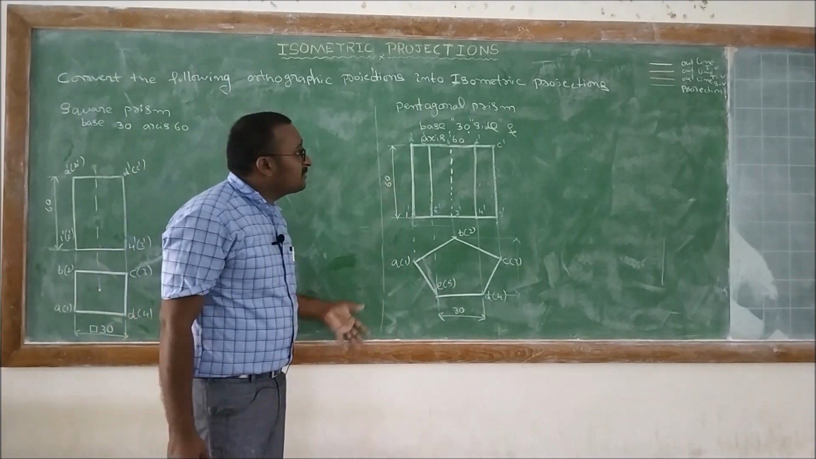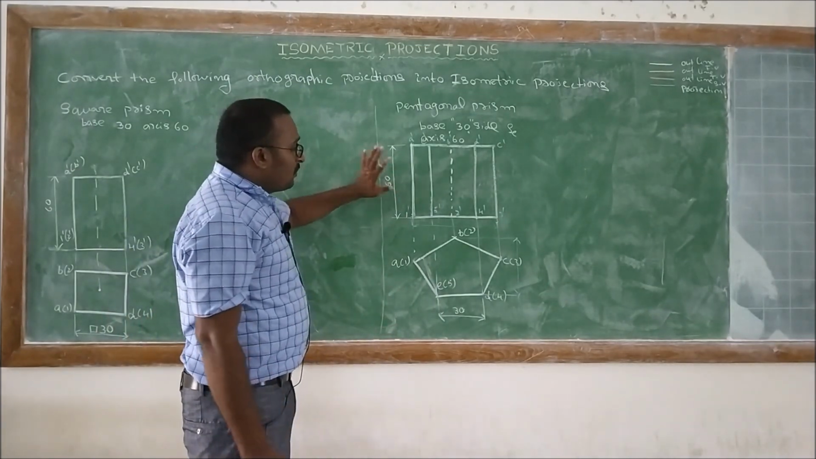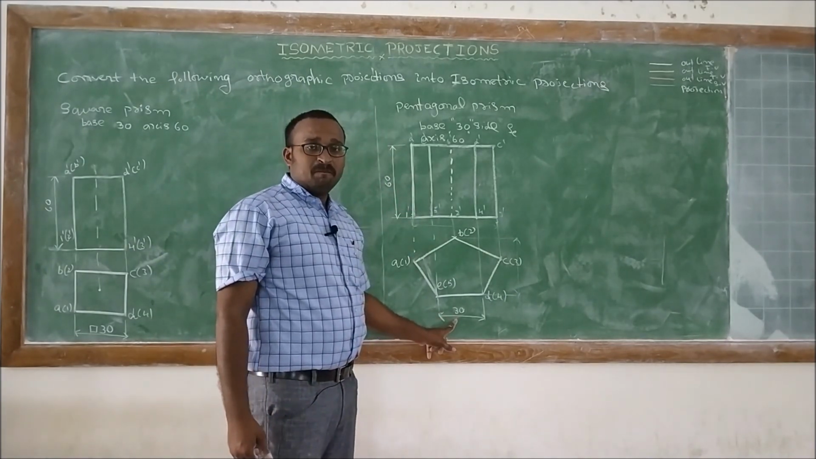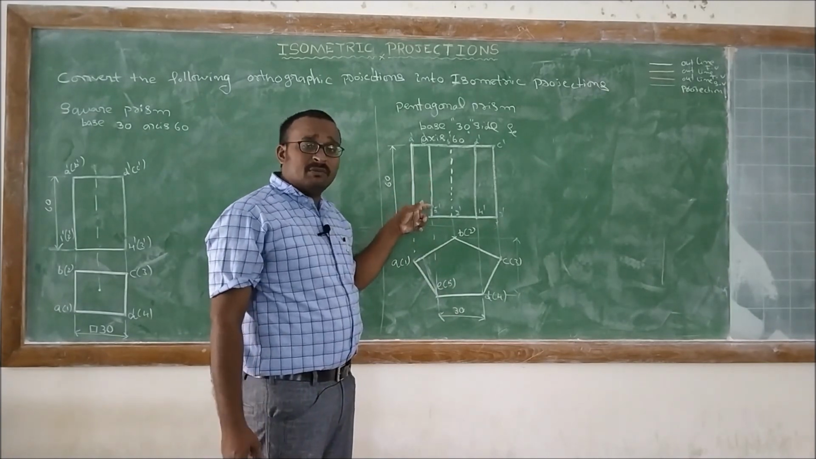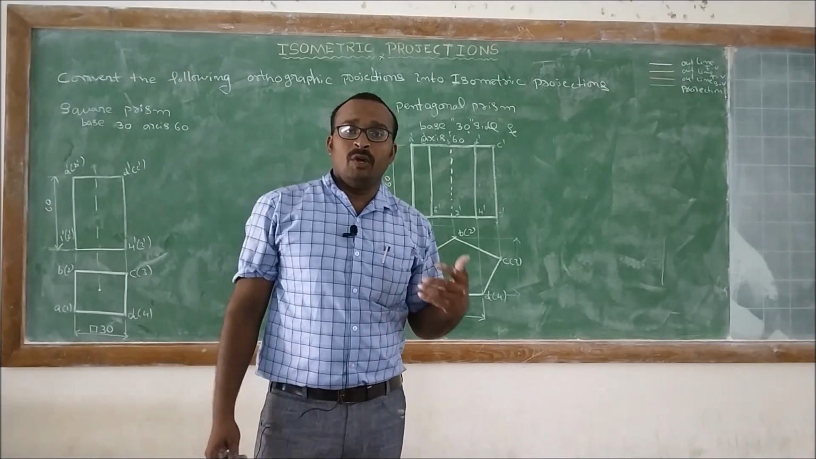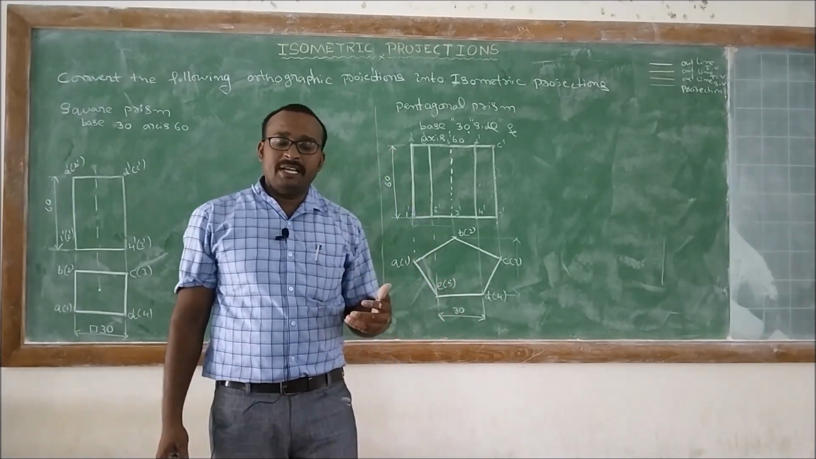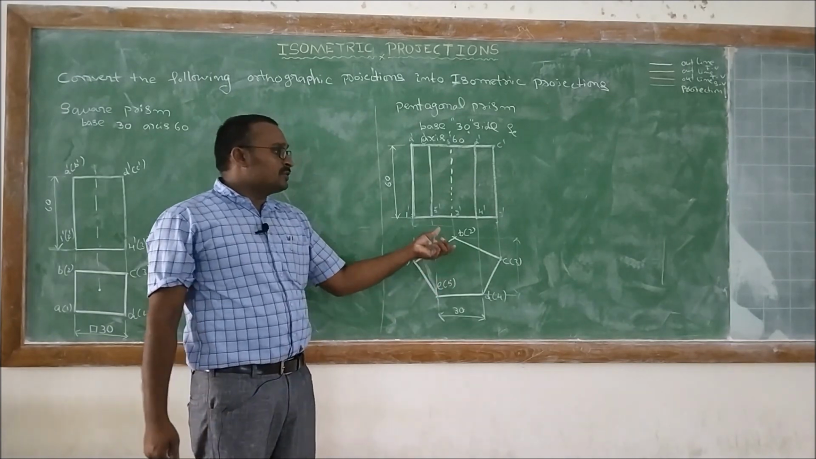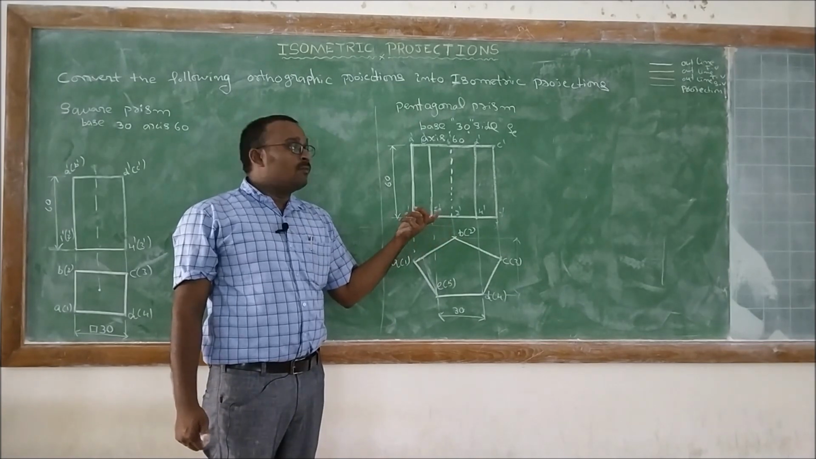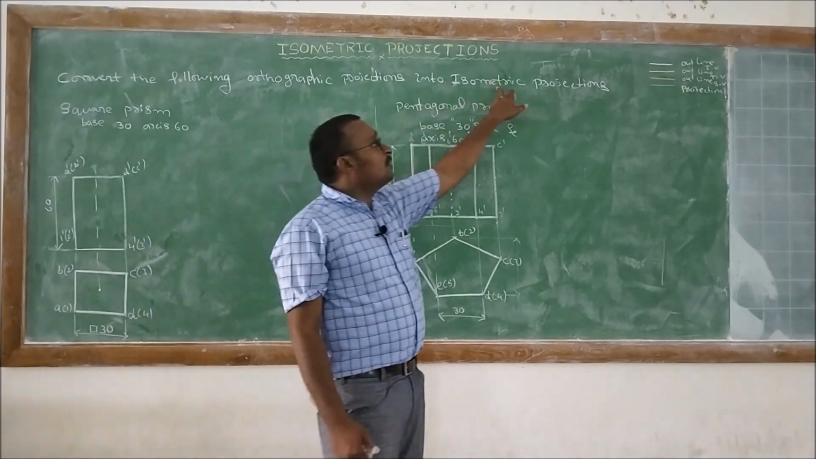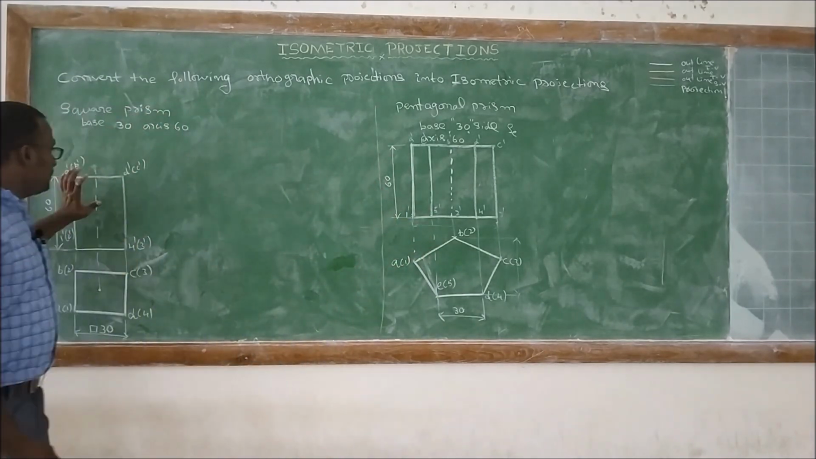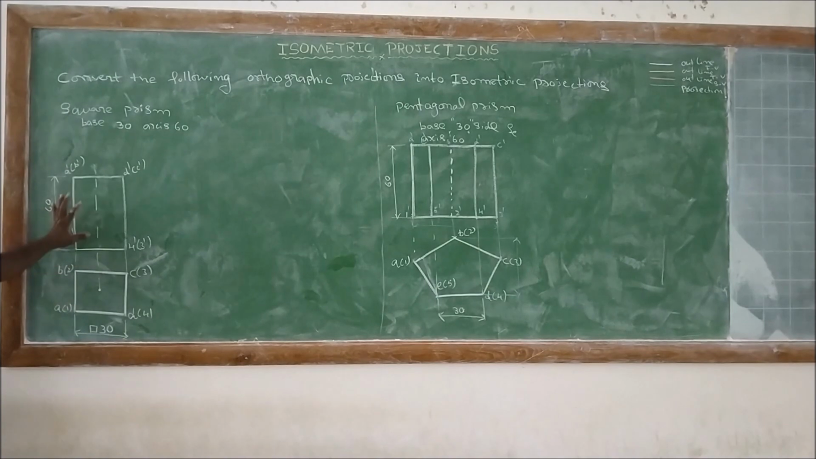So here in the second case, a pentagonal prism of base 30 mm of side and axis 60 mm long, when it is resting with its base on HP, draw its isometric view or isometric projection. If it is isometric view, we need to use the reduced length, so true length into 0.82, but in most cases they will ask for isometric projections. Draw the isometric projections. So here, first initially we will solve the prism problem.